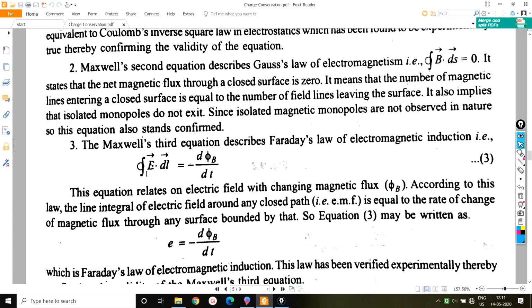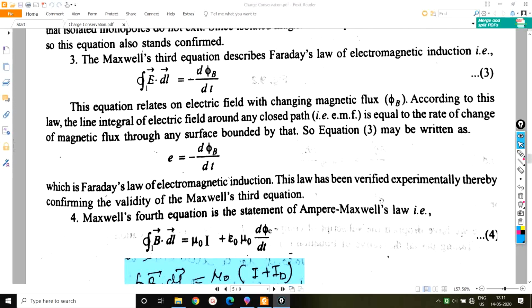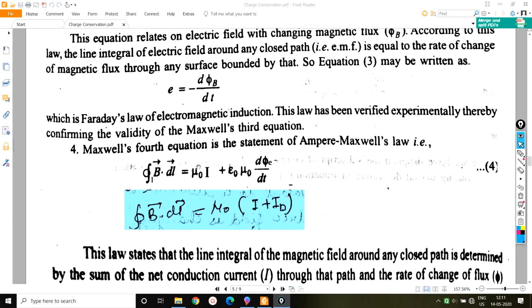Next, let us move on to the fourth law, Maxwell's fourth equation, you can say. So Maxwell's fourth equation is simply the modified Ampere-Maxwell law, which we discussed in the last lecture. In the last lecture, I showed you that the line integration of B dot dl is equal to mu0 multiplied by I plus Id. I is known as conduction current and Id is known as displacement current.